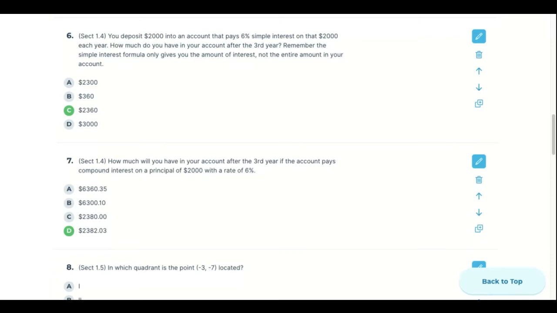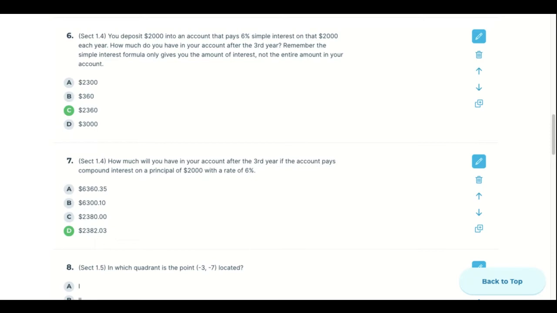So I see the phrase simple interest in the very first sentence, so I'm going to write down the simple interest formula, which is principal times rate times time. I will move over to my camera. Let me just grab this information. So let's see, it's 2,000 for the principal. This says that the rate is 6%.